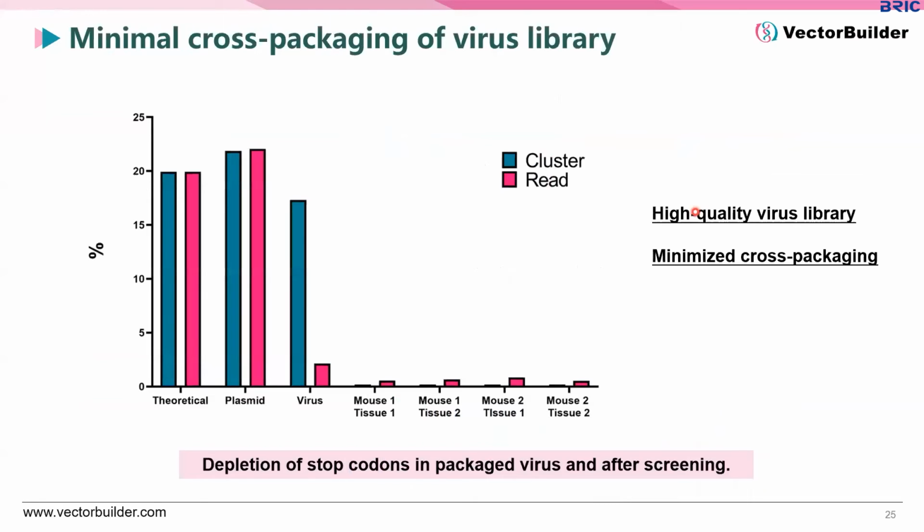The next thing to ensure the quality of our virus library is to incorporate a certain amount of stop codon in the plasmid library to prevent cross packaging. Once we have packaged the virus, we do NGS again and see that there is a depletion of stop codon, meaning that the capsid expressed actually corresponds to the capsid gene it contains. So in the later stage of this project, you should not see much presence of this stop codon. That is something VectorBuilder can do.